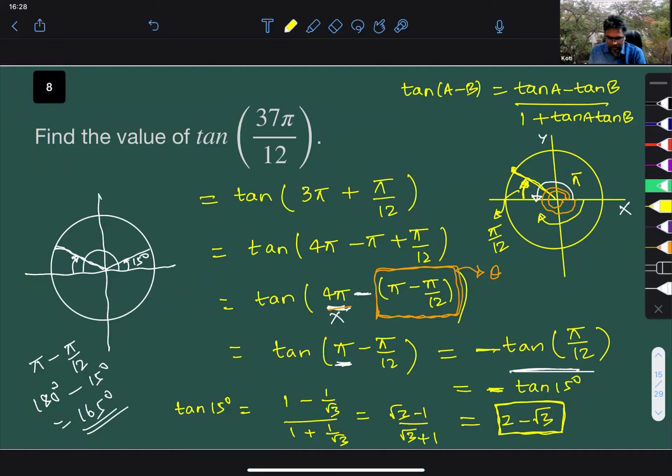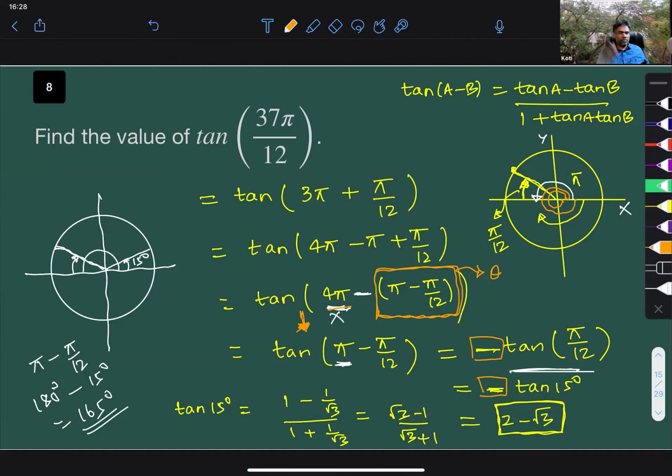So now let's look at it. Suppose I look at 37 pi by 12. Let's say I use the calculator, because this is something that we need to understand. Whether this is correct or not will tell us whether we actually moved correctly from this step to this step.